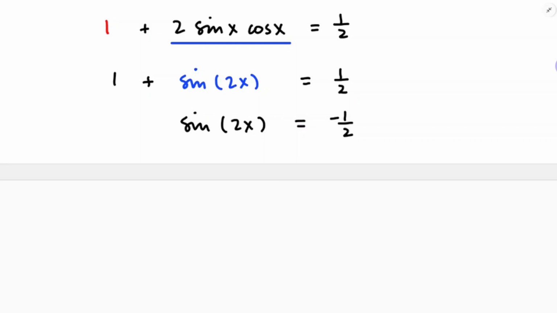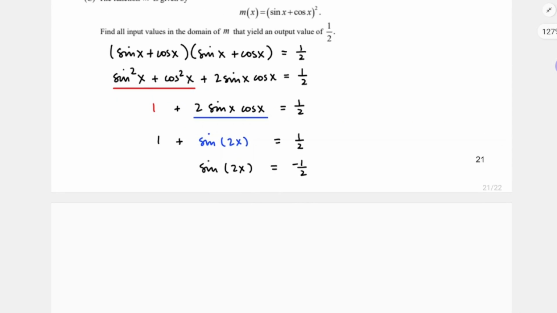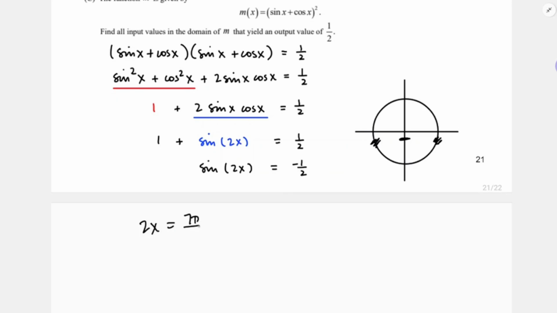Now that I've got it down to trig function equals number, I can consult with a circle and draw one out here. Thinking, all right, where is sine -1/2? So that's not very far down. That's going to be these two spots. So that means that 2x is going to equal 7 pi over 6.